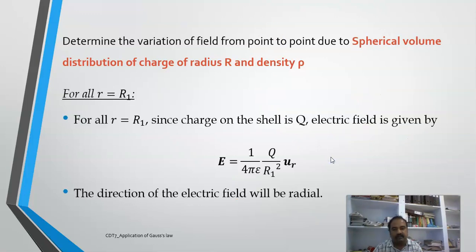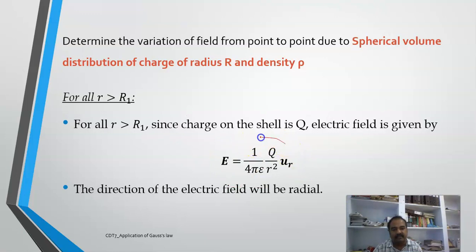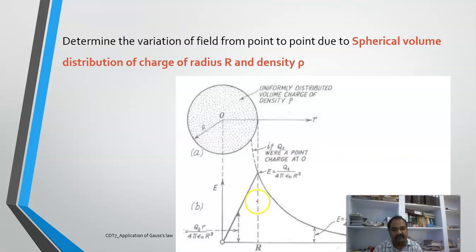Now for this, we have already done it. On the surface, it will be equal to its radius. And if you go beyond this, it will be inversely proportional to R square. These two cases we have done already. So because of this uniformly distributed volume charge, up to the surface it will be proportional to R. At the surface it will be maximum, and again it will decrease, inversely proportional to R square. So here E is proportional to R, and here E is proportional to 1 by R square. If it is a hollow sphere, then it will be like this.